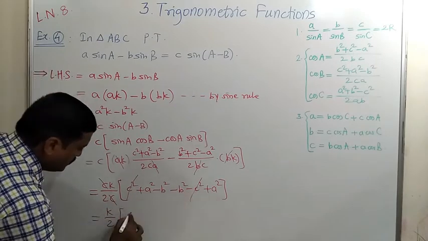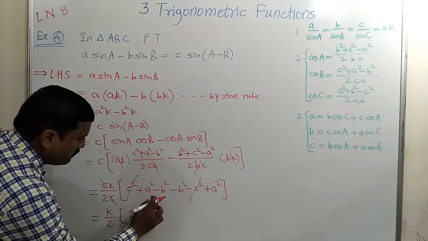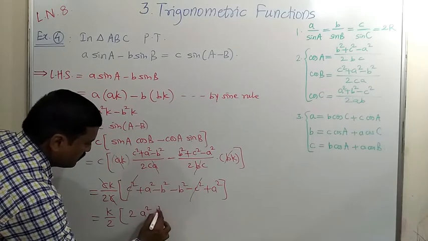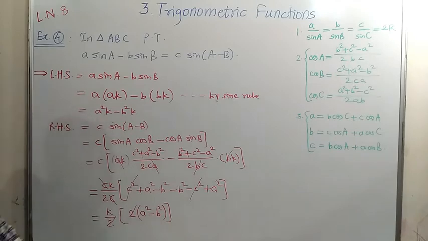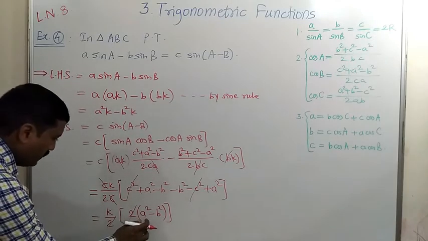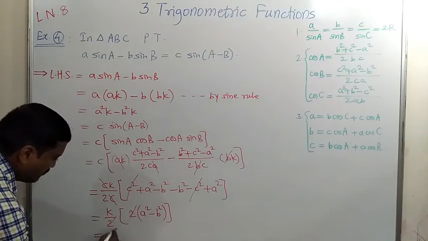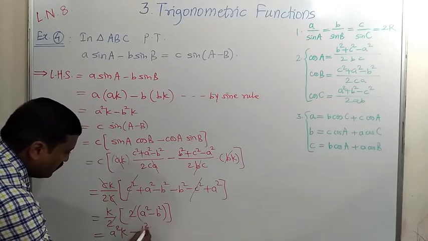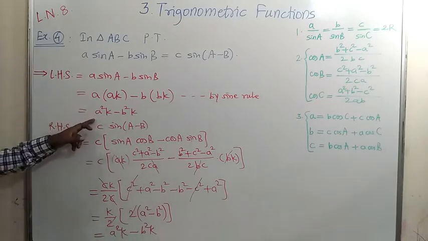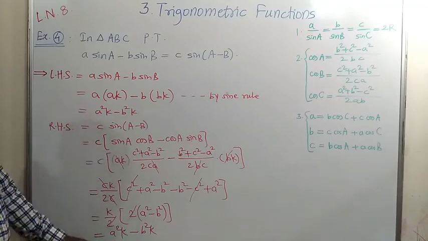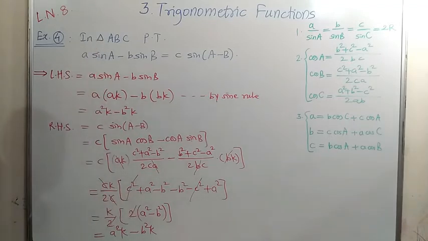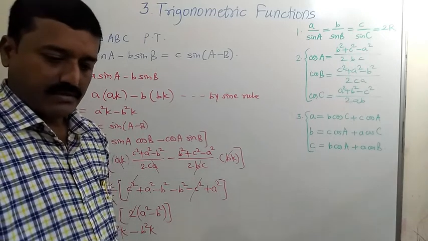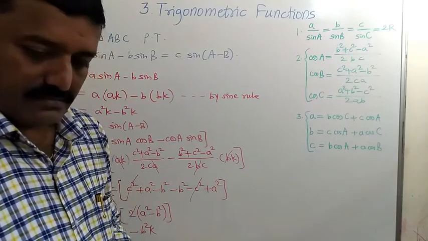A square plus A square is twice A square minus B square minus twice B square. Take 2 common. Cancelling 1 upon 2. We get K A square K minus B square K. That is, this LHS and RHS both are equal. So the required result. Okay, this is the way to prove this example. Let us see the next one.